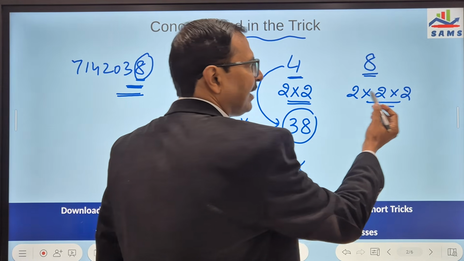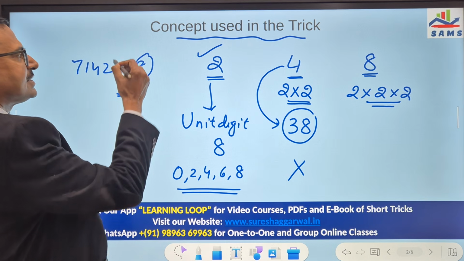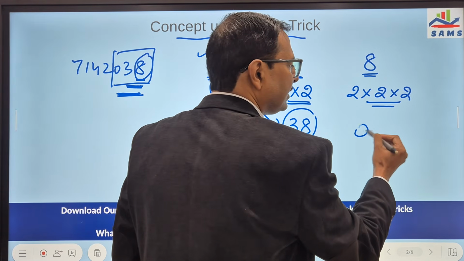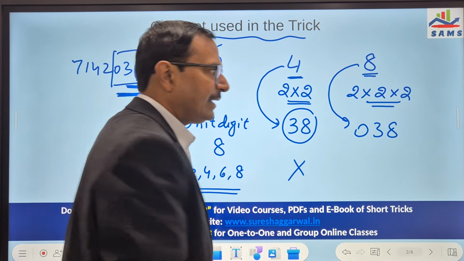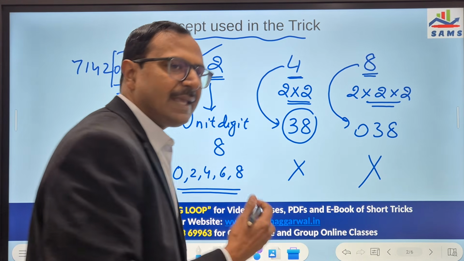Likewise, here we have 3 2's. So we take the number formed by the last 3 digits 0, 3, 8. And 0, 3, 8 happens to be again 38 only. And 8 doesn't divide 38 as well, and therefore this entire big number is not divisible by 8.